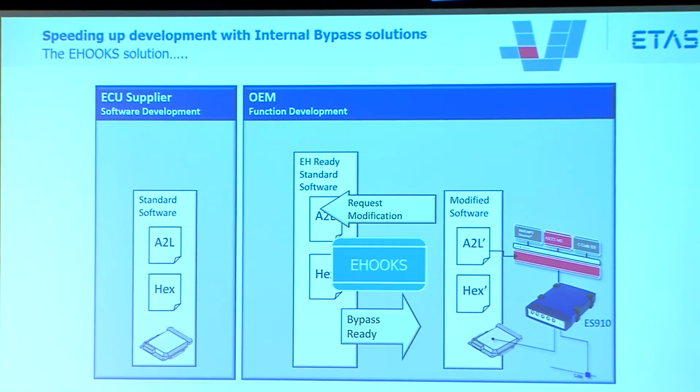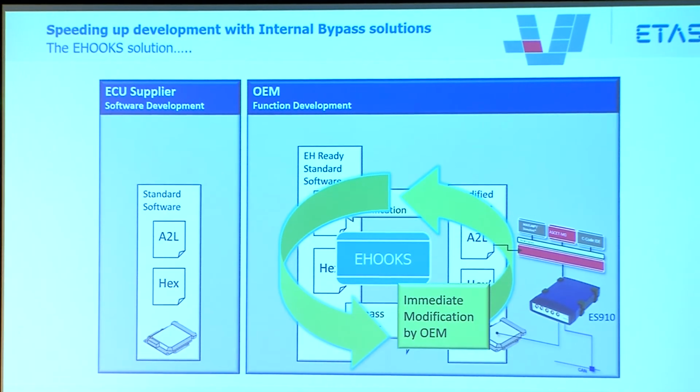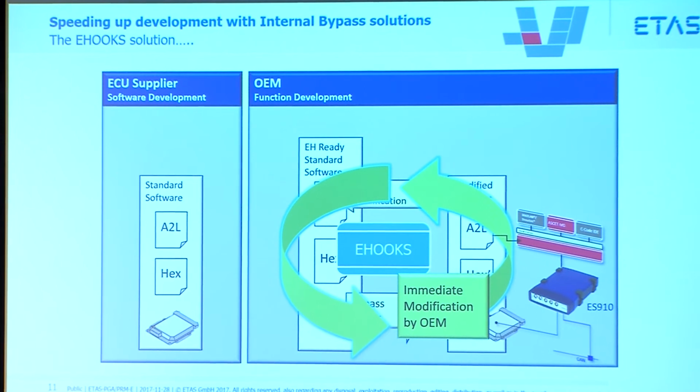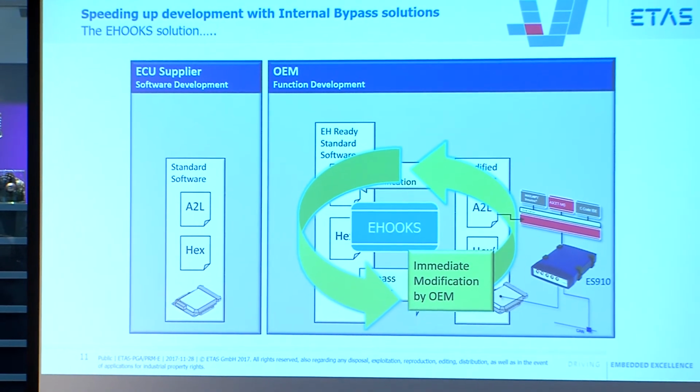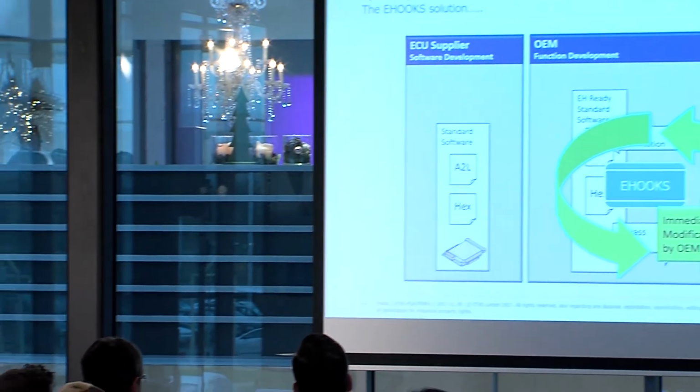They can just run eHooks again and change the hook configuration and change the function that's integrated into the software. So it's almost immediate modification when they have eHooks. And this alone can save OEMs weeks or months of development time off their project timescales.